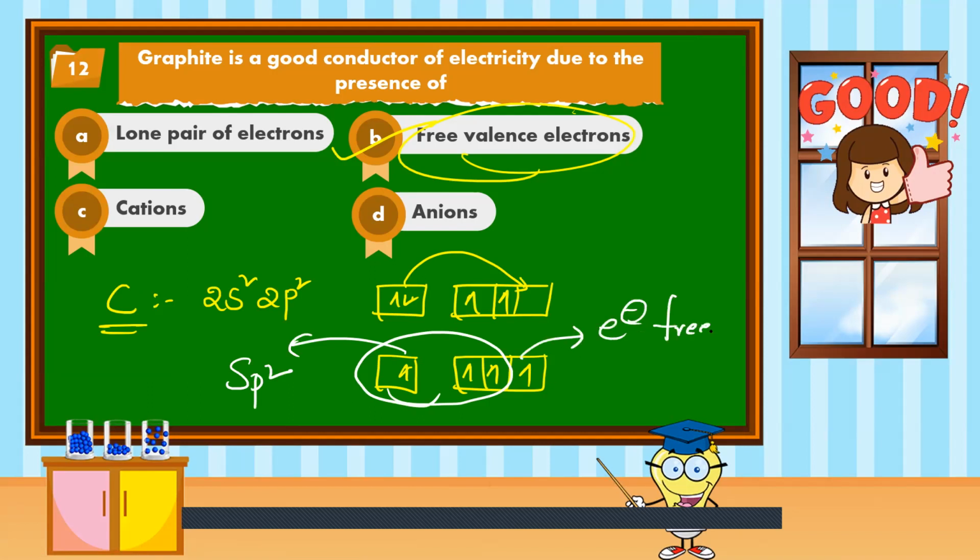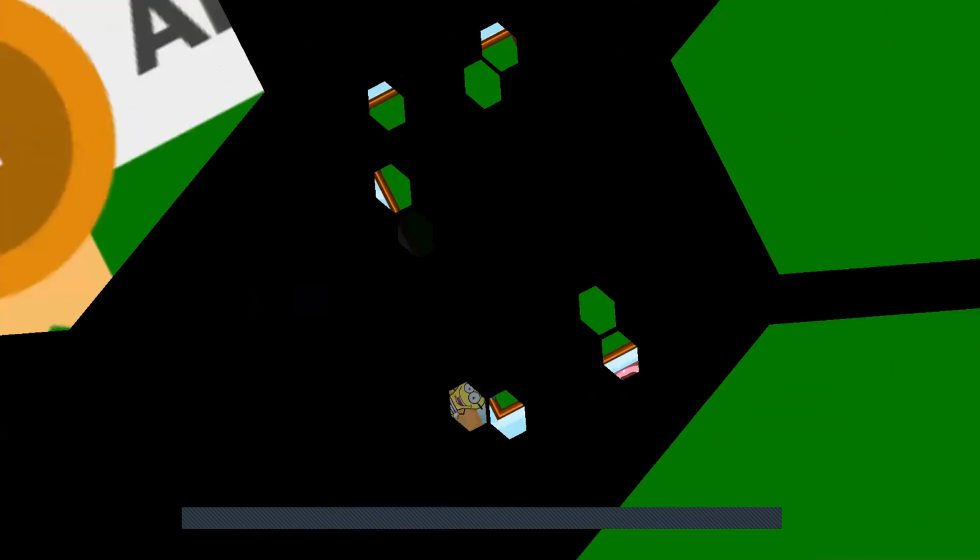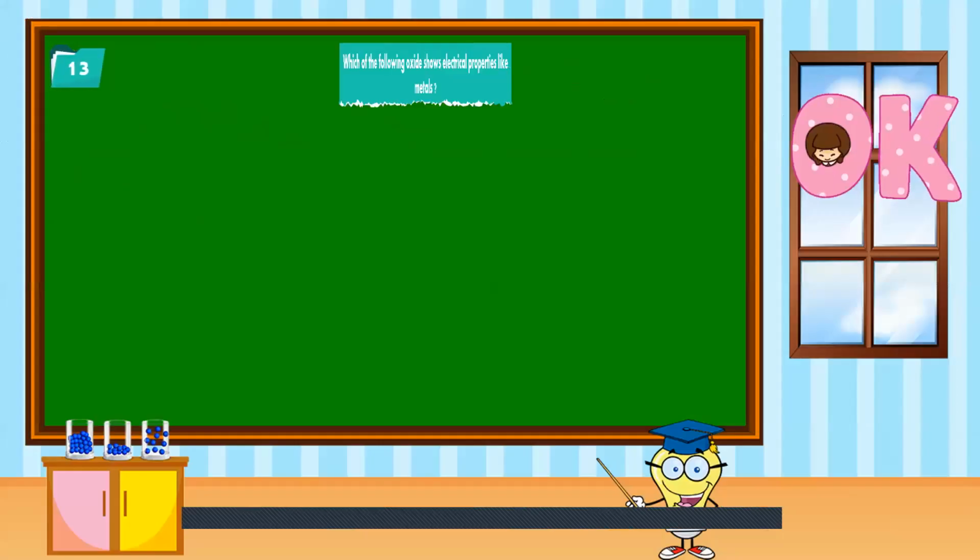This is just like a revision I'm teaching you, okay, before an exam, whether you are giving the exam in 1 month or 2 months, you just want a revision for exemplar. That's why I'm making it as a series of exemplar questions. This is a free electron which is responsible for conductivity. So option B is the correct answer. Got it? Now see the next question, question number 13.